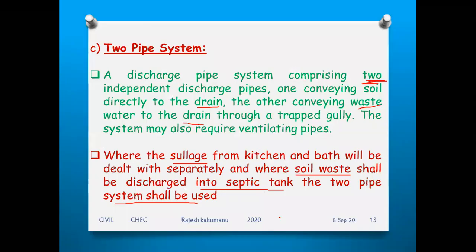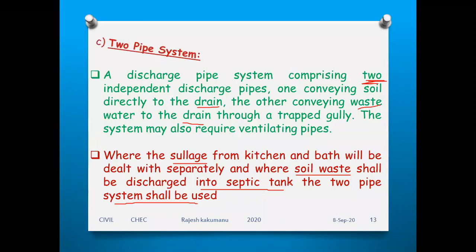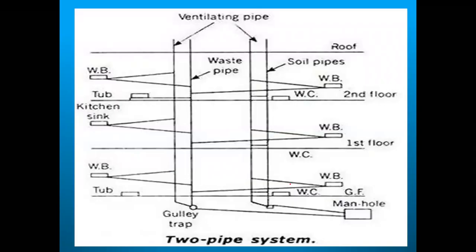In the previous case, what happened, see the figures directly. Here only one system is connected to the manhole, but here it is separated. The kitchen waste and the soil waste are collected separately into the drain system. So here these are collected separately. See, the wash basin is connected to the venting pipe, the other to the waste pipe. Venting pipe, waste pipe. Venting pipe, waste pipe.